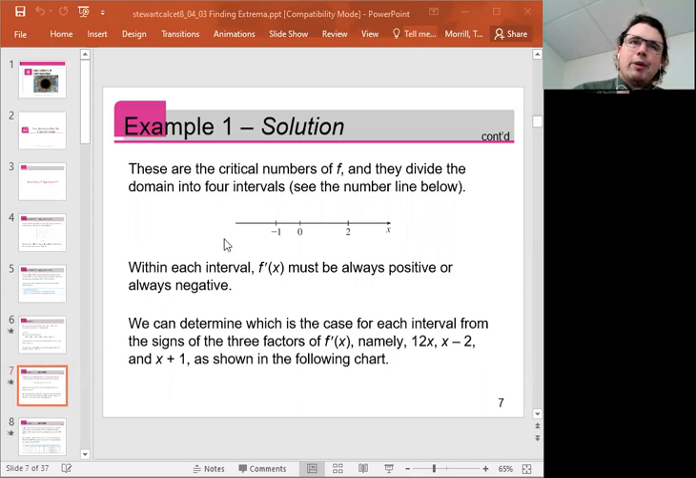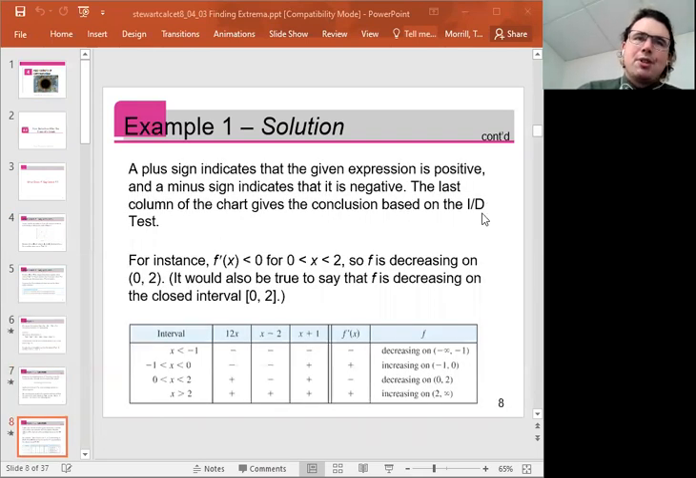So in between negative infinity and negative 1, my function has to either be increasing that whole time or decreasing that whole time. In between negative 1 and 0, the function has to be either increasing the whole time or decreasing the whole time. And the same goes for every one of these 4 intervals. So we just have to figure out whether the derivative here, the f prime, is positive or negative on each interval.